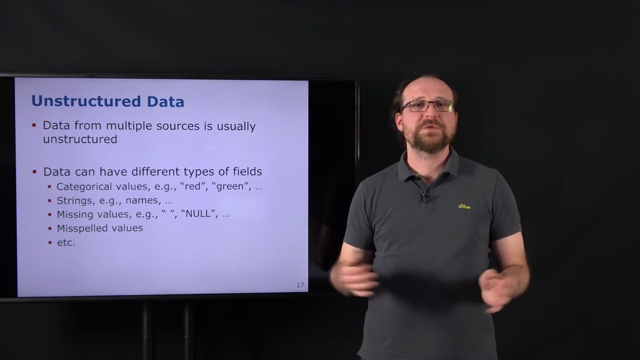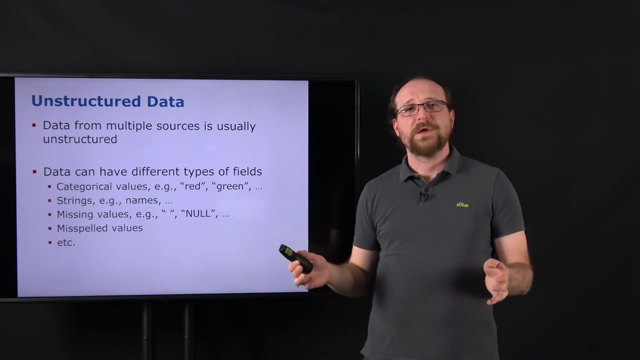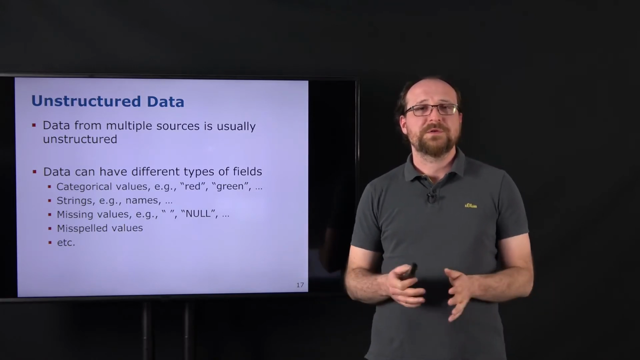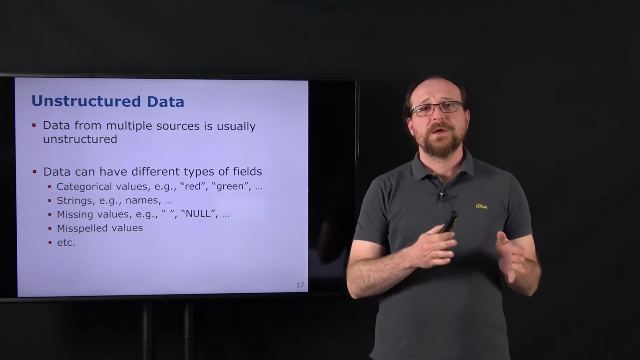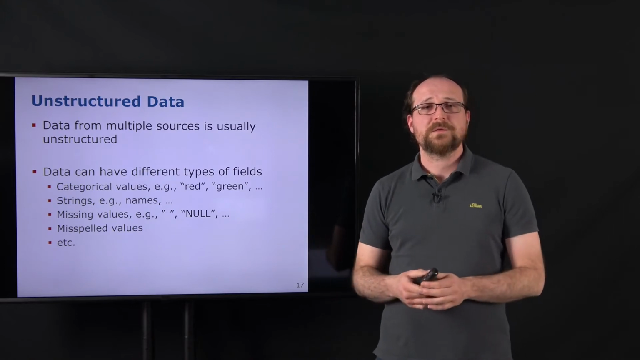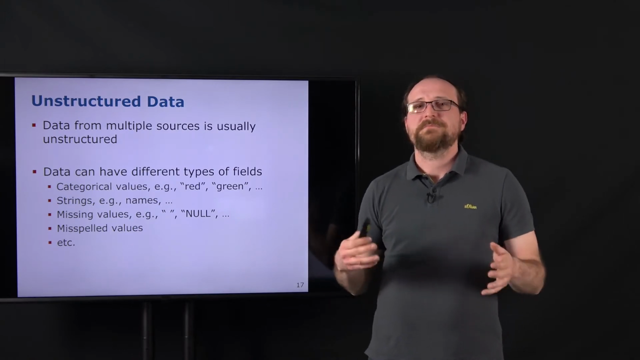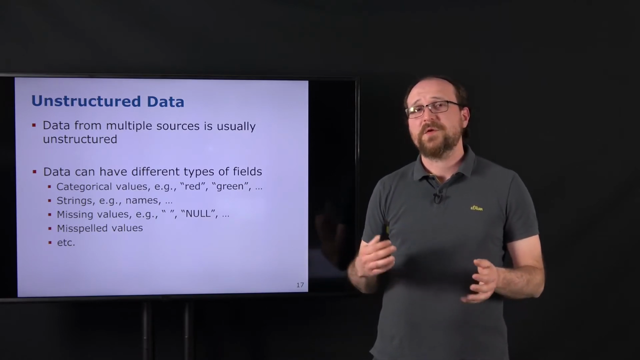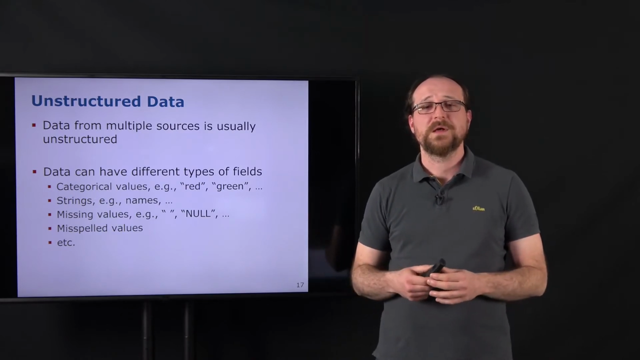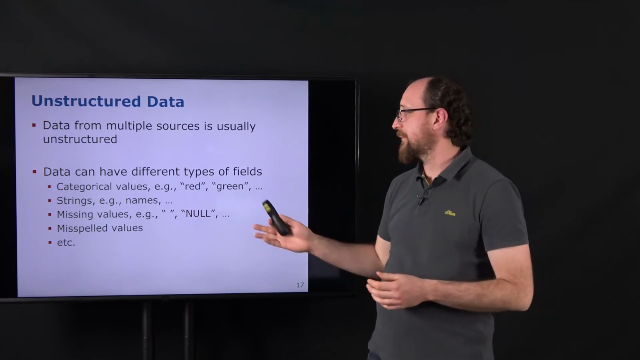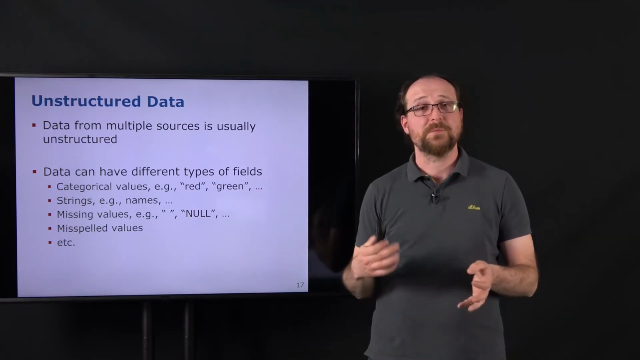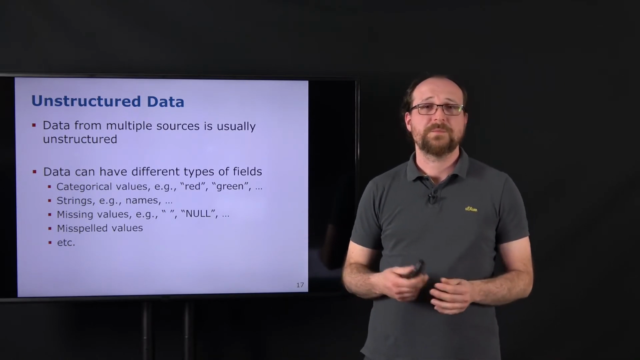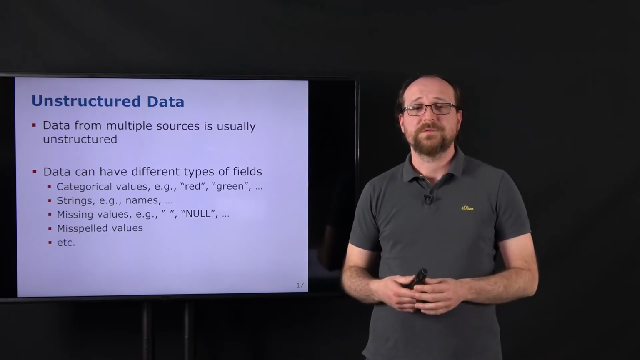Because when you gather the data from multiple sources, from different databases and such things, the data may be given in an incompatible format. In some database it's called like this, and in the other database it's called like this. So there's some structure missing that you need for your learning algorithms. Of course, the data can also have different types of fields. We can have categorical values, like red or green, so words which you have to map to some numerical value, for instance. But you maybe also have strings, like names, which you have to deal with.